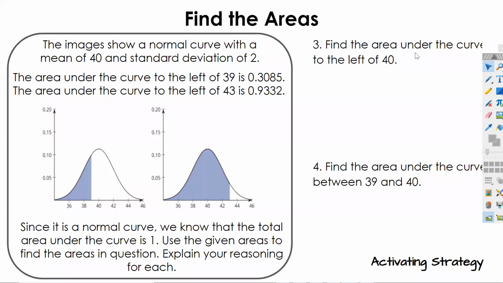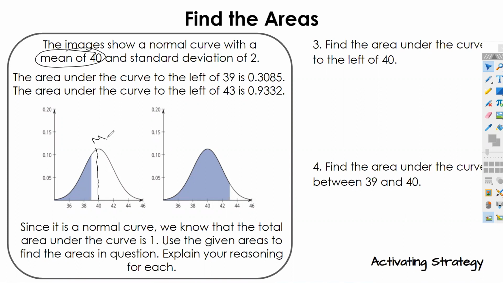The images show a curve with a mean of 40 and a standard deviation of 2. They give us that information again. Find the area under the curve to the left of 40. So this is a little trickier. They don't give us a whole lot of information, but they did tell us that 40 was our what? Our 40 was our mean.